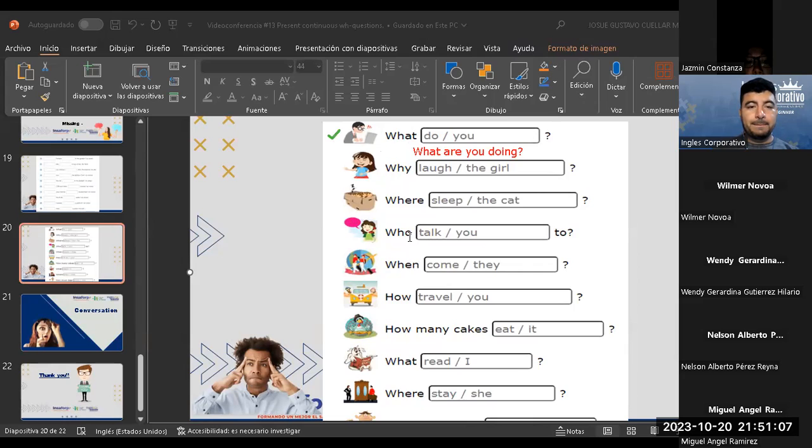Number three. Where are? Is the cat sleeping? Where is the cat sleeping? That's how it would be. Why is it where is and not where are? Because if it were cats, then it would be "are," because they would be several cats. But since it's singular, it's "is." Okay, thank you. Any other?